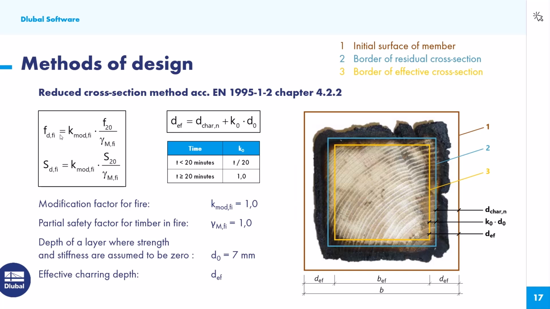When we go to the strengths, we have a k-mod fire factor, but do not interchange it with the k-mod factor from the cold state design, where we have the k-mod factor dependent on the load duration class. In case of fire, for this reduced cross-section method, the k-mod fire factor is always 1.0. And also the partial safety factor, since it is an extraordinary design situation, is 1.0. At least in the global Eurocode, maybe there might be some national annexes, I didn't check it, which have higher partial safety factors, but I don't think so. And then you see this is 1, this is 1, and therefore the design strength equals the 20% quantile values. Okay, and also for the stiffness.